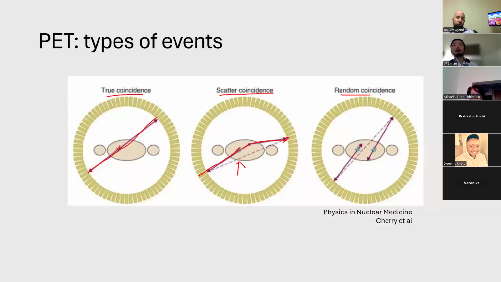And the third kind of coincidence is random coincidence. You have two unrelated events: one decay and another decay over there. You detect one photon over there, the other one you do not detect, and it happens with this one as well. This one is not detected, or it could be absorbed by the patient, whatnot, and you only detect the singles. When you detect the two singles, it creates a random. And you get the line of response, but the spatial information is not there.